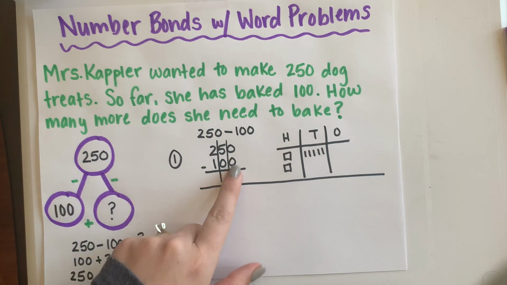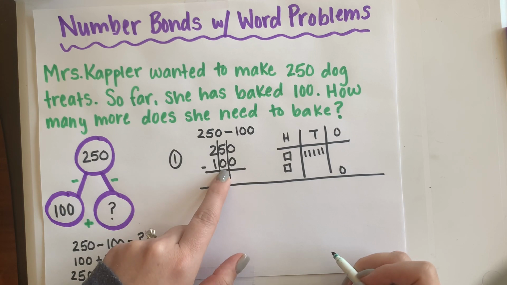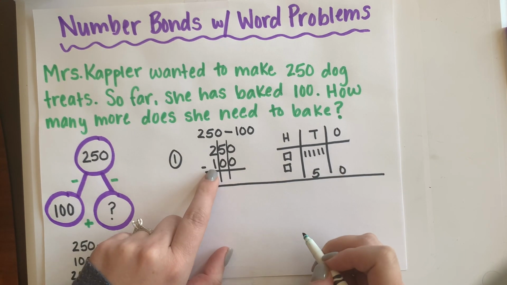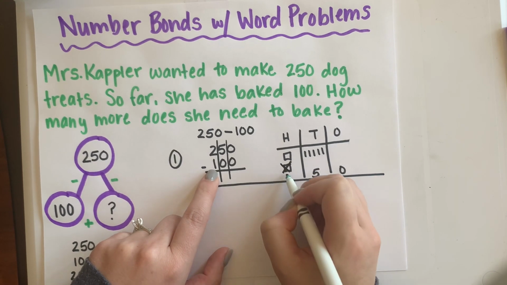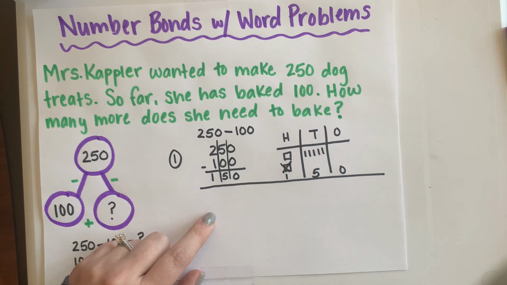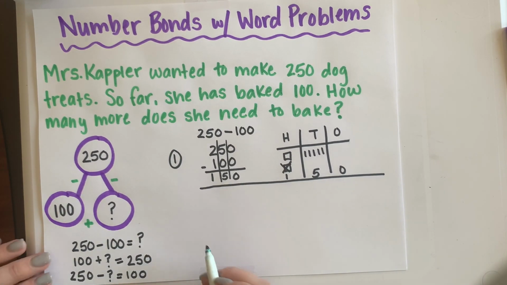Now I can subtract. I don't have to take away any ones, so I'm left with 0. I don't have to take away any tens. I'm left with my 5. I do have to take away 100. I'm left with 150 for my answer.